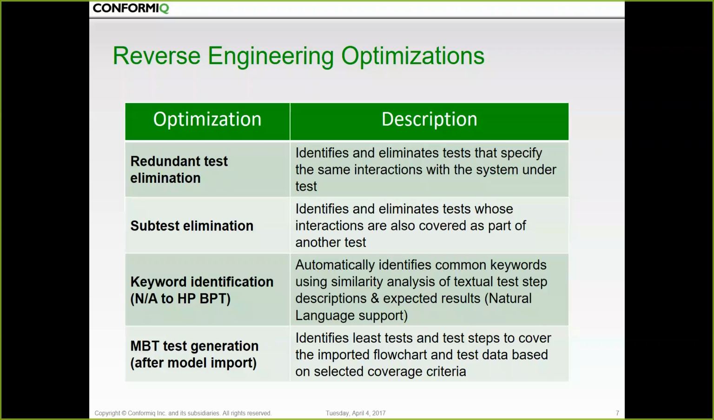So when we do reverse engineering, the reverse engineering part is really how can we convert your existing assets, your manual tests, inside a model. This is reverse engineering. So we'll do some optimization at the same time. We'll try to reduce all the redundant tests. We'll try to merge all the steps. We'll try really to optimize all your manual tests in a model. We'll do some subset elimination.